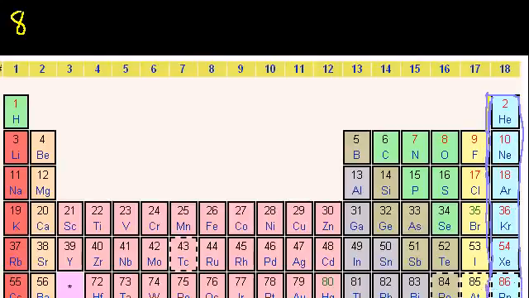In the last video, we saw that every element in a column has the same number of valence electrons, or the same number of electrons in its outermost shell. And we figured out what that was. This column right here, which we learned were the alkali metals, has 1 electron in its outermost shell.